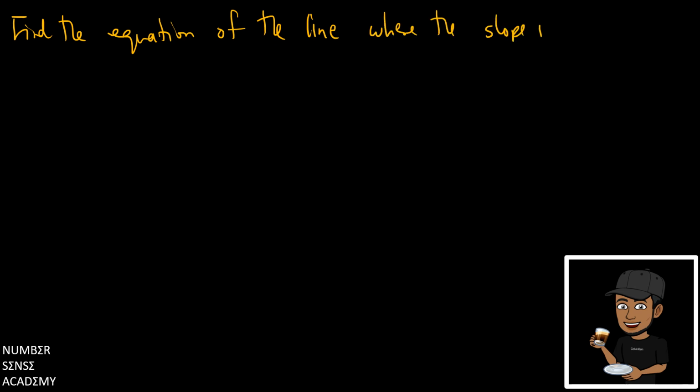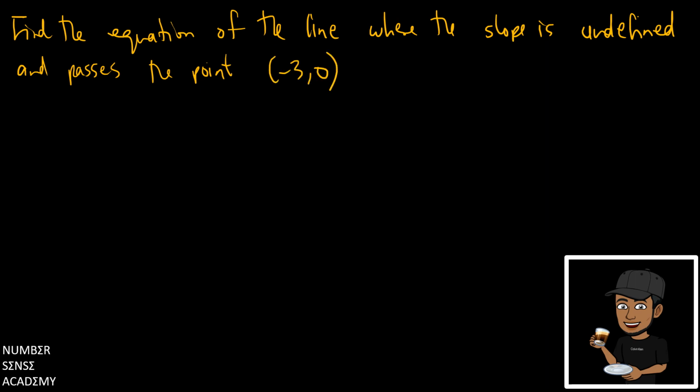Okay, and our last example, find the equation of the line where the slope is undefined and passes through the point -3, 0. Okay, so this one's sort of tricky, but the information we have is there.